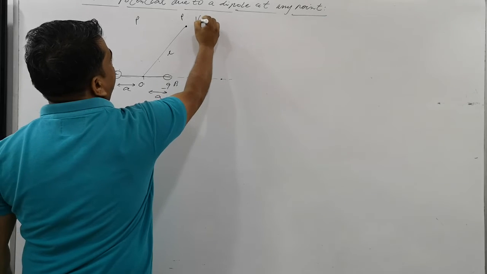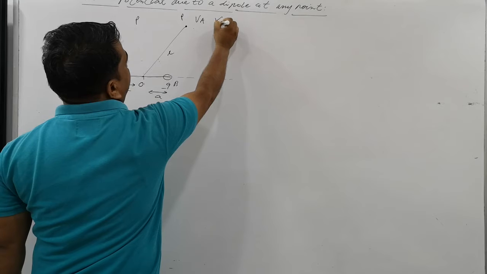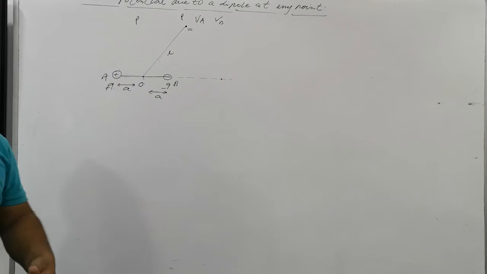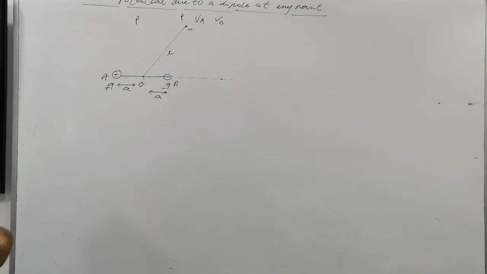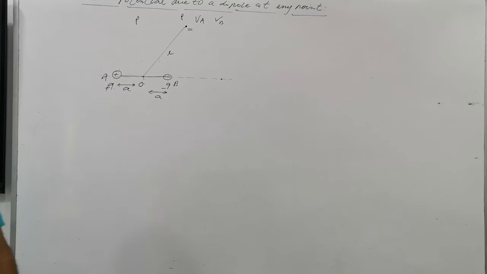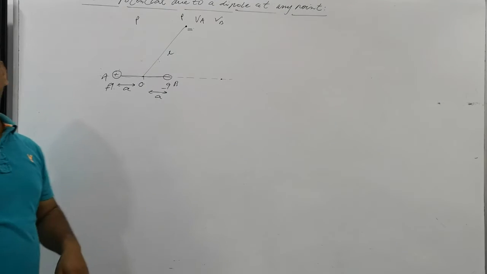So simply, what can we say here? The potential due to one charge will be VA, and the potential due to the second charge will be VB. So what will be the potential at this point? Potential is a scalar quantity, obviously, so the potential due to both the charges will be added as a sum. Is that clear?